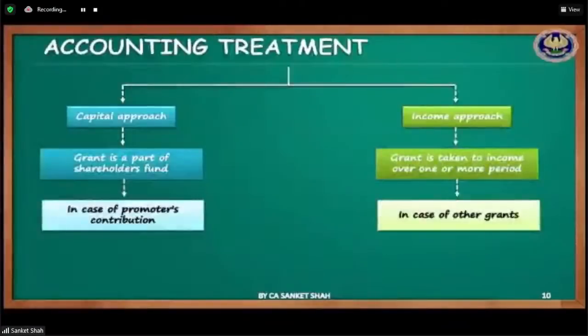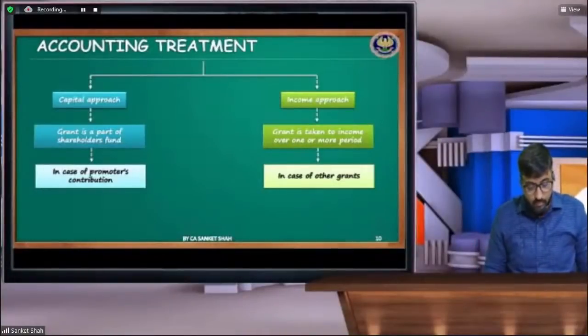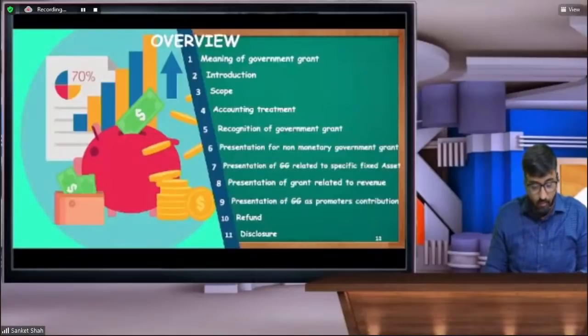So accounting treatment, yes, you can divide it. You can tell me what the accounting treatment is: capital approach and income approach. Take a screenshot, very, very important. Capital approach and income approach. You can tell me both of these in the comment section, which approach you are following.